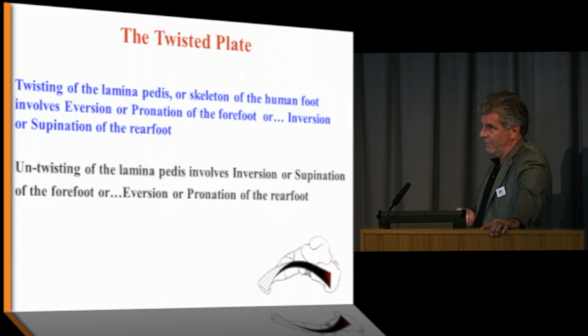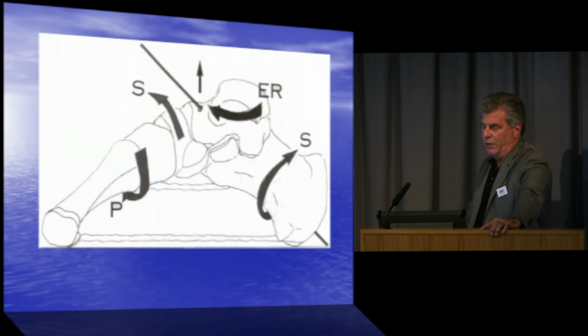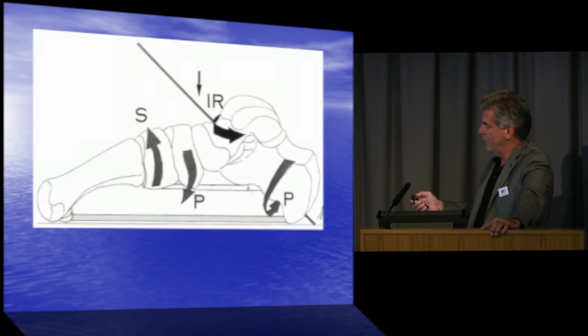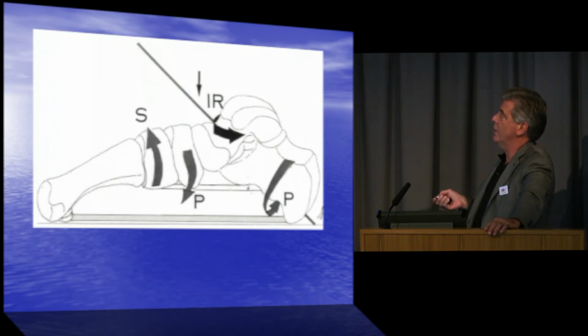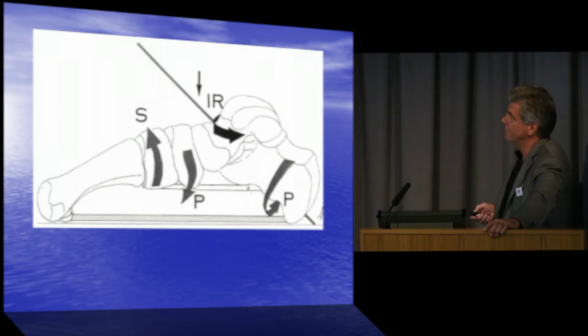Twisting the lamina pedis in a favorable way means pronating the forefoot on the rear foot. And untwisting the lamina pedis means supinating the forefoot on the rear foot, taking it back more to what the primate foot is. Here's Serafian's picture showing that as we supinate the rear foot, the forefoot pronates. That's a favorable twisting of the arch, or twisting of the plate. And in contrary, as we pronate the hindfoot, and I showed you this with Paul Scheer's work, the forefoot supinates. And as Serafian shows here, the plantar aponeurosis develops tension.